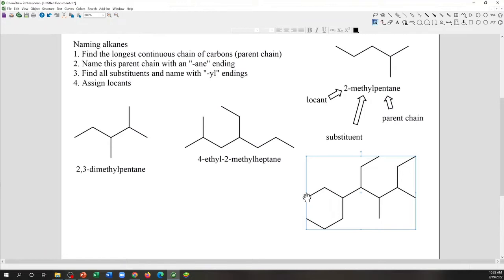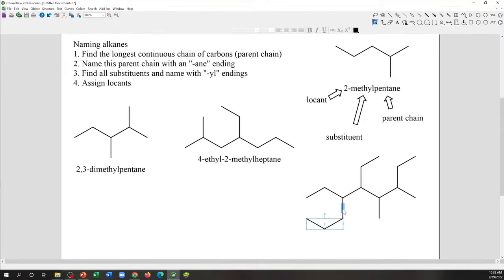If we go from left to right, it's 1, 2, 3, 4, 5, 6, 7. But if I start here, it's 1, 2, 3, 4, 5, 6, 7, 8. And if I start here, 1, 2, 3, 4, 5, 6, 7, 8, 9. That right there is my longest continuous stretch of carbons. And I'm going to get fancy here and color that in.